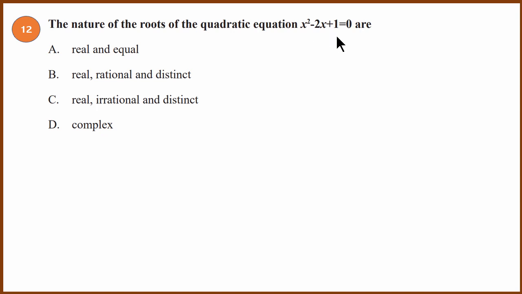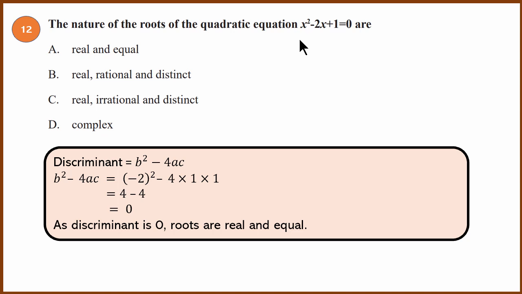So the actual answer is real and equal. But we can find it by discriminant. Let us find using the discriminant. So what is a discriminant? Discriminant is b square minus 4ac. What is b in this case? Minus 2. So minus 2 square is 4. What are a and c? A is 1, c is 1, which means 4ac becomes 4 times 1 times 1, which is 4. So b square minus 4ac will become 4 minus 4, or 0.